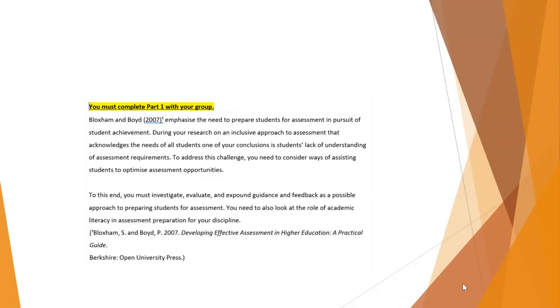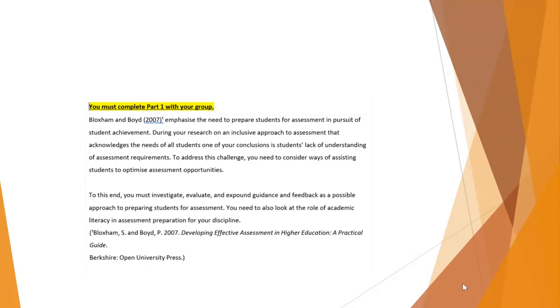Essay writing, they don't understand how to set parameters in an essay. So that is why it is very important to prepare students to understand assessment requirements. What specifically do they need to do in the assessment? Now, to address this challenge, you need to consider ways of assisting students to optimize assessment opportunities. And this is very specific to your discipline. So not just in general, like, you can have a booster session or you can do this. It has to be very specific for your discipline.